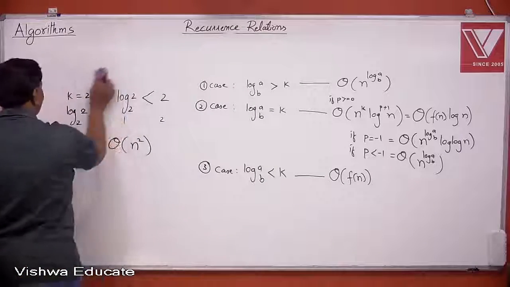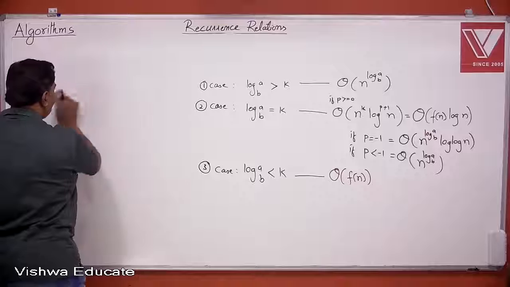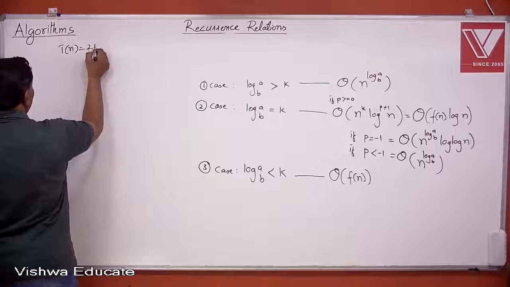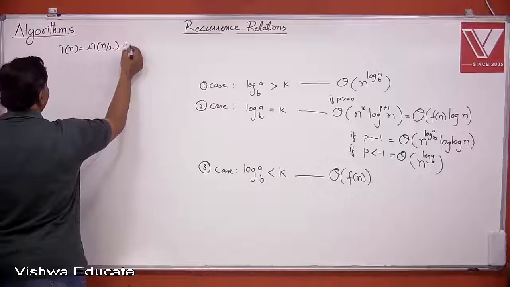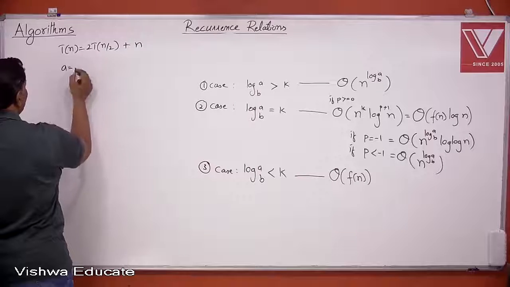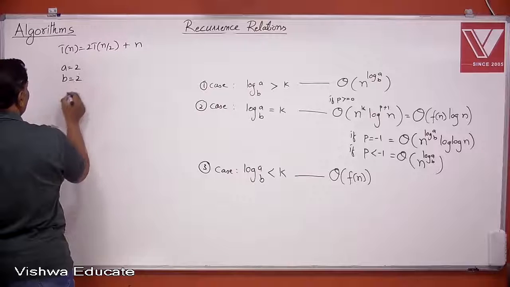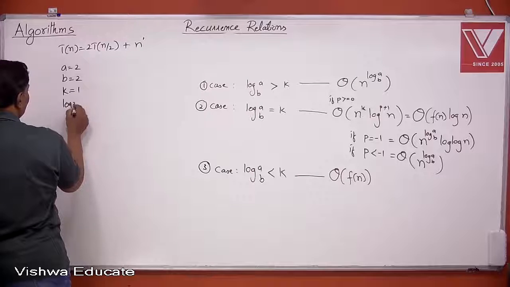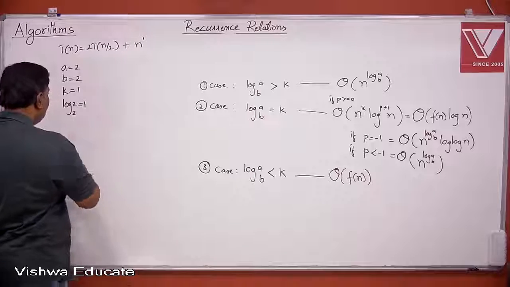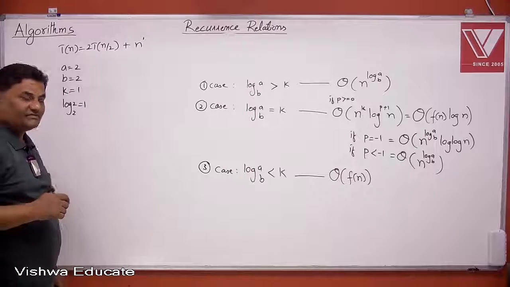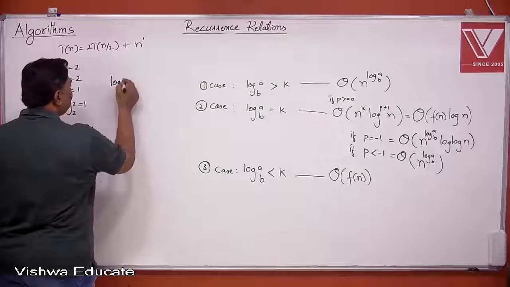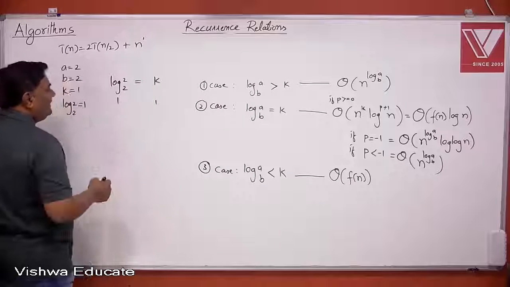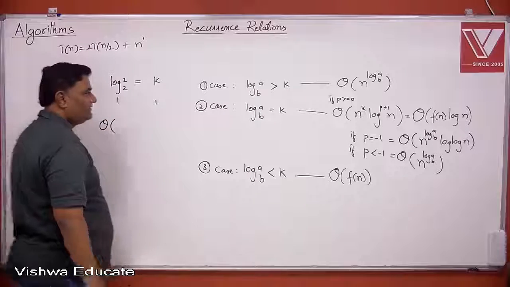Next, take the example of this one. T(n) is equal to 2T(n/2) plus n. A is 2, B is 2, power of n, k, this is 1. Find log 2 base 2, that is also 1. Log A base B is 1, and this is k, also 1. So both are equal. If they are equal, then what is the answer?